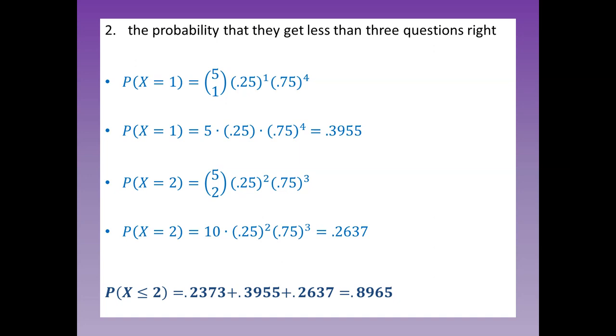Notice that 5 choose 2 is the same thing that we got for 5 choose 3 earlier. They're both 10. But think about it this way. 5 choose 2, when you rewrite that with factorials, would be 5 factorial divided by 2 factorial times 3 factorial. So the only difference between 5 choose 2 and 5 choose 3 is the order of the factorials in the denominator, which doesn't matter because they're multiplied together. Therefore, they both simplify to 10. Finally, to get the probability that x is less than or equal to 2, we just have to add those 3 individual probabilities together, and we end up with 0.8965.